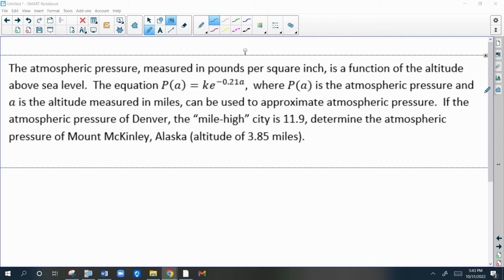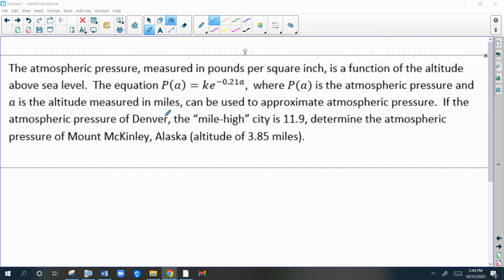So here's an exponential equation example. It's not economics this time. It's atmospheric pressure, and you can read about it. You don't have to know too much about it. Just read the question. This atmospheric pressure is given by this equation, and make sure you read what the variables mean. P of A, that's a function, is the pressure, and A is the altitude, and that's measured in miles.